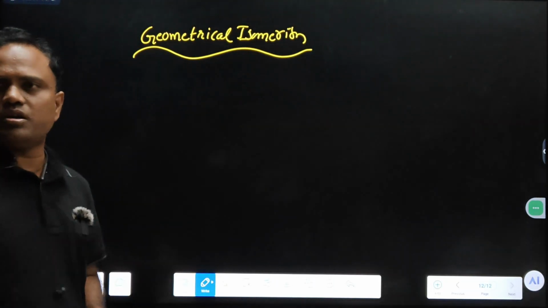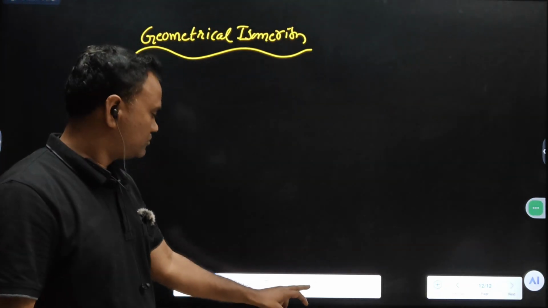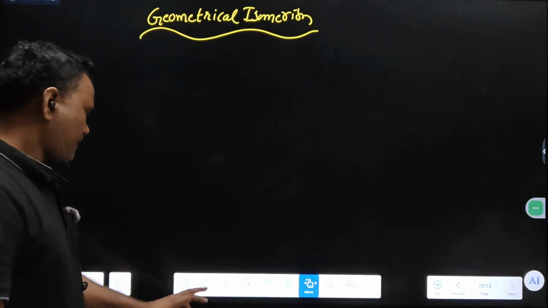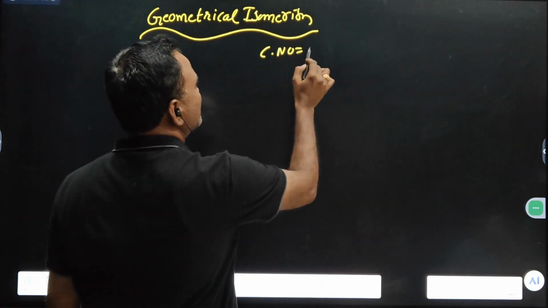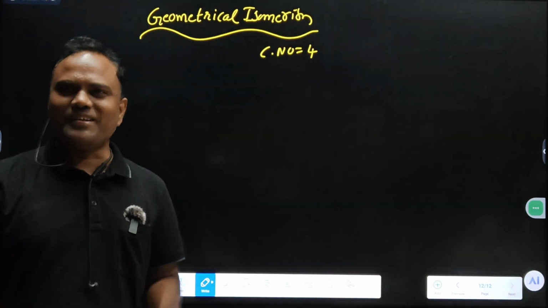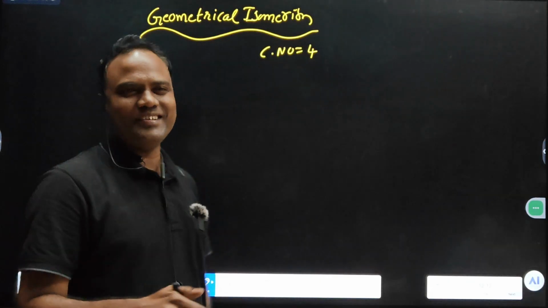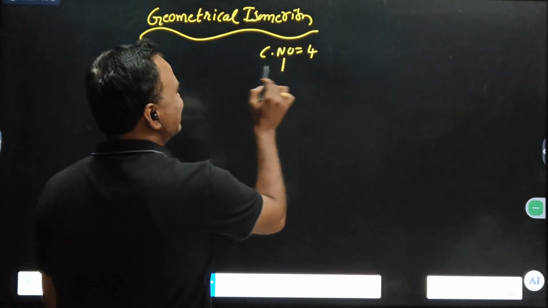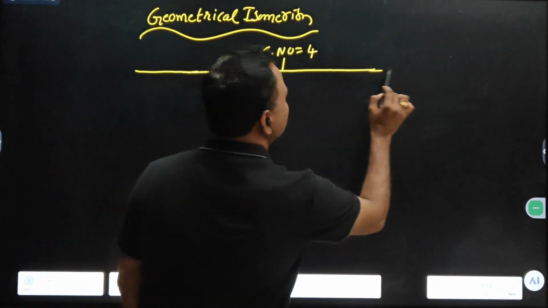Geometrical isomerism. Let us start with coordination number 4. Write the notes neatly, okay? And close it and never open it. Before exam day only open it. Second years. Coordination number 4.